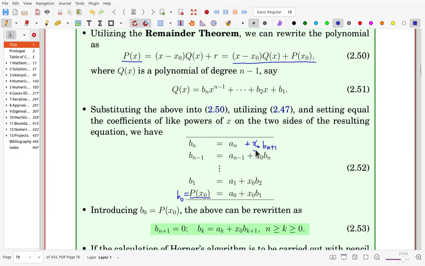Of course, this must be 0, so bn plus 1 is initialized to be 0, and then we compute the bk recursively in this way. And the last one, b0, must be the function value.